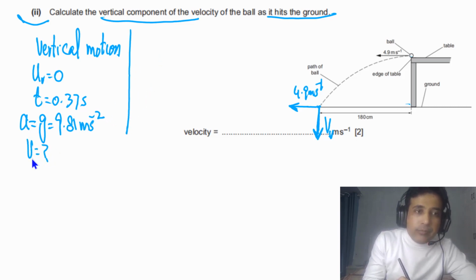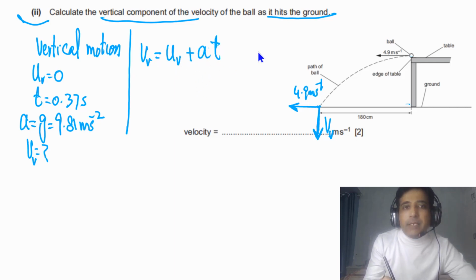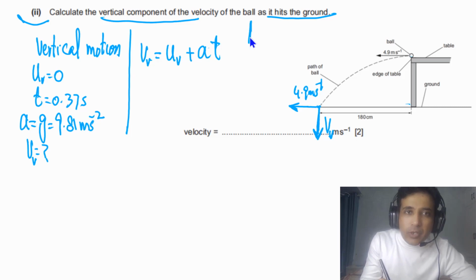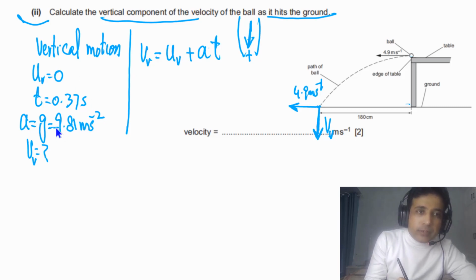Calculate. This means we need to calculate the final vertical velocity. So simply we can say V sub V in this case will be equal to U sub V plus at. And in this case we will take downwards as positive. So if you take down as positive, it means acceleration is positive. Now simply you need to plug in values.